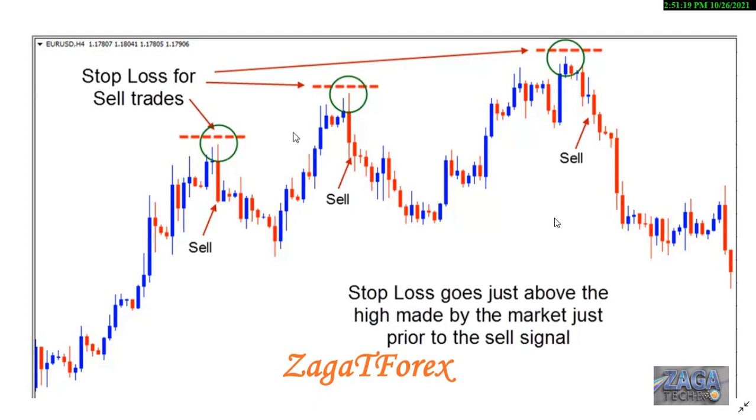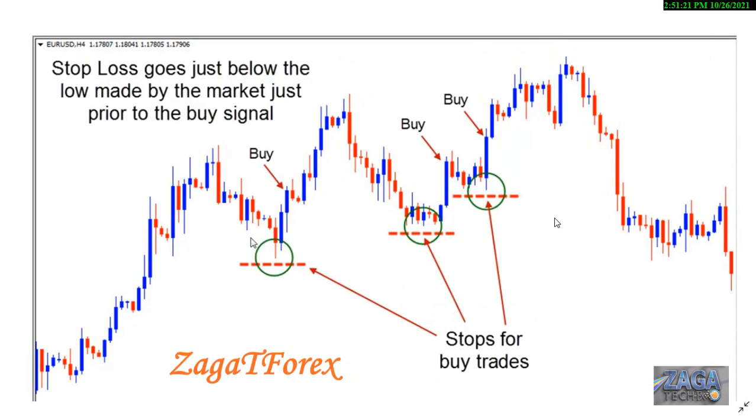Now let's dive into the buy scenario. Take a look at this. Stop loss goes just below the low made by the market just prior to the buy signal. This is similarly explained in the sell one. This is the buy scenario, guys. For a buy trade, you put your stop loss here just below the level of support. Same thing, level of support, but a little bit below the level of support. Don't make it so tight here, a little bit below.